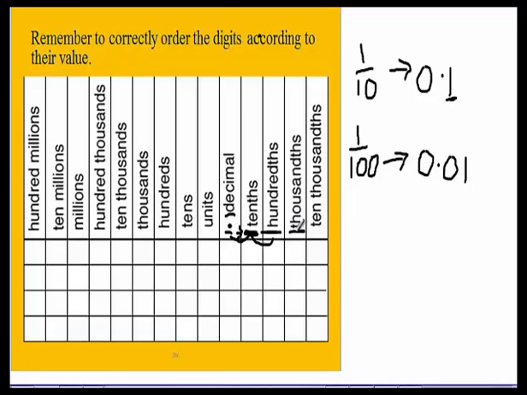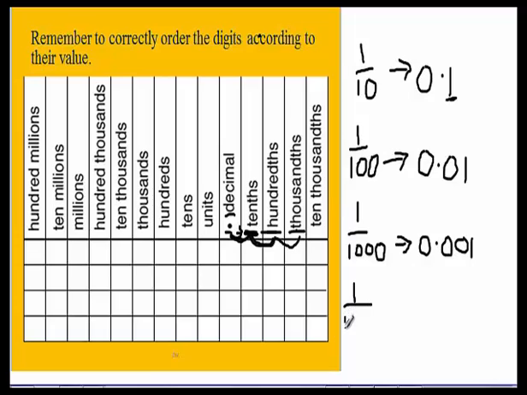The next one then I'm going to underline is thousandths. So that's 1/1,000. And we're going to write that out as a decimal. And this time it's going to be 0.001. And as we can see, that's three places after the decimal point. So 1, 2, 3.